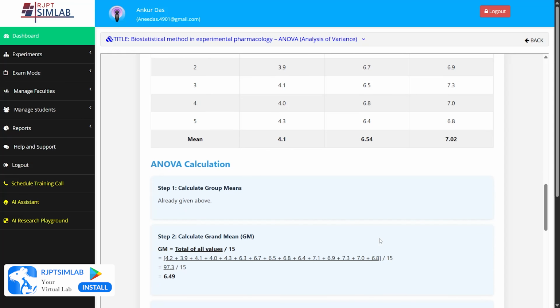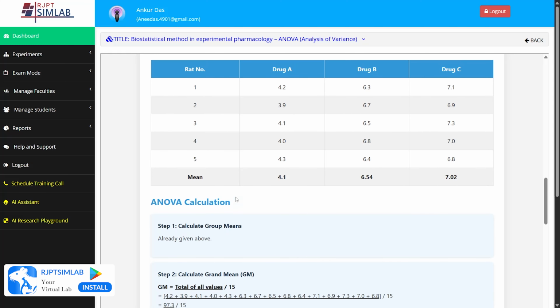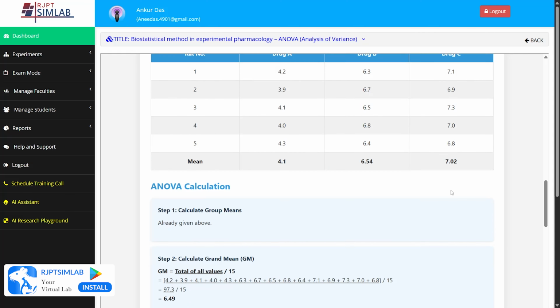Now let us see the calculation part of ANOVA. How do we calculate ANOVA? Step 1 says calculate the group means, which we have already calculated. The mean of group A is 4.1 seconds, the mean of group B is 6.54, and the mean of group 3 is 7.02.